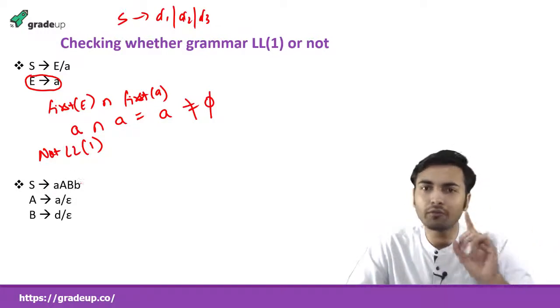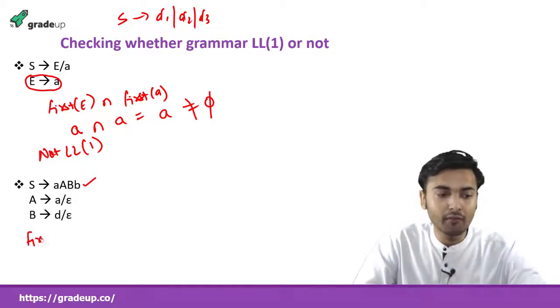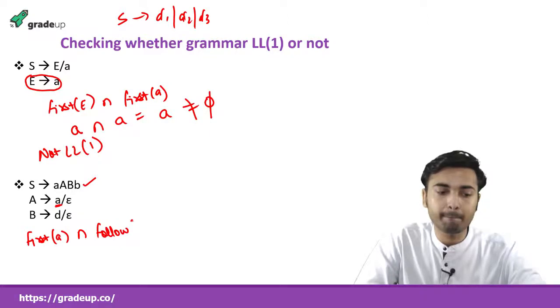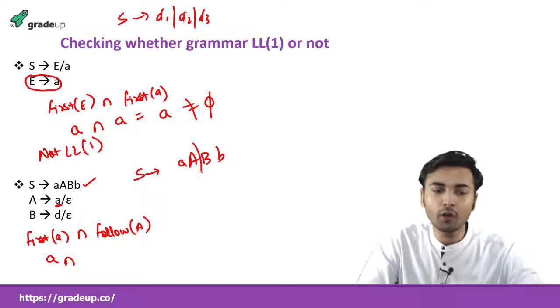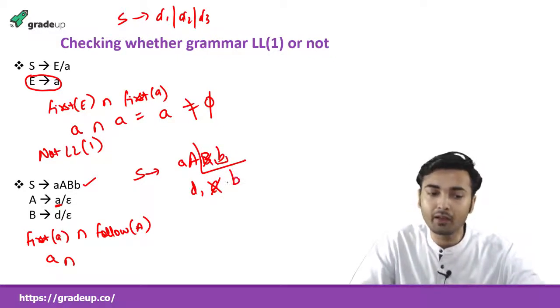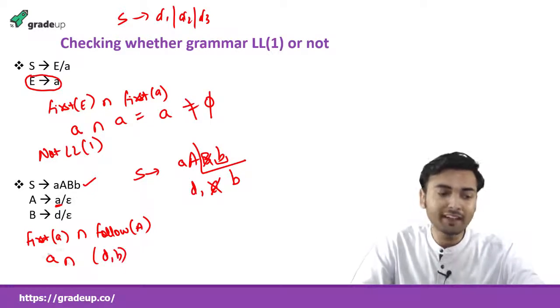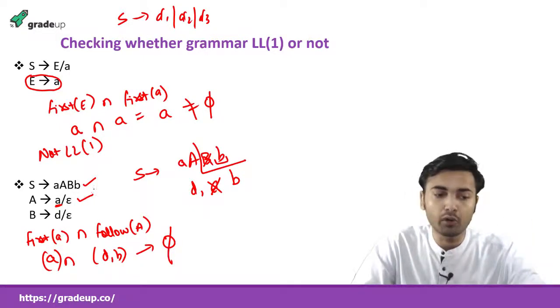First production. Do you need to check for first production? Is there any choice? No. So it is correct. It has no issues. Now check for this. It has null. That's why you have to do it like this: first of A intersection with follow of A. First of A is A. What is follow of A? See, S goes to A, B, B. Follow of A is first of B. What is first of B? D and null. But you cannot take null in your follow. So remove null also. What is the remaining? D. So follow of A is D and B. What is the intersection of A, D and B? It is phi. Nothing is common. So yes, this production is also correct.